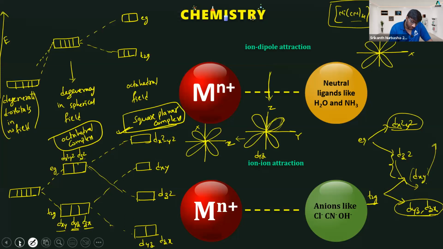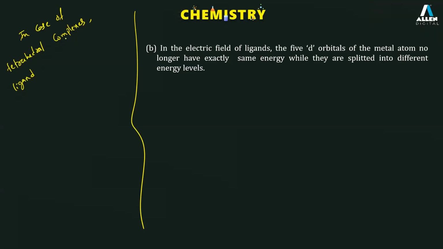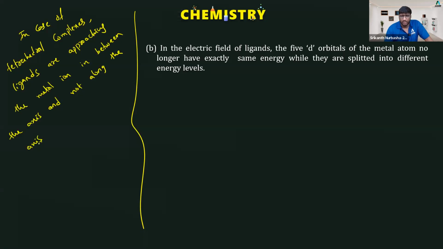Write down that point. In case of tetrahedral complexes, ligands are approaching the metal ion in between the axis and not along the axis.